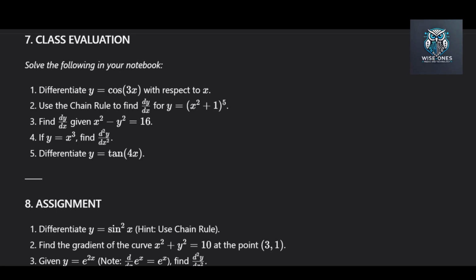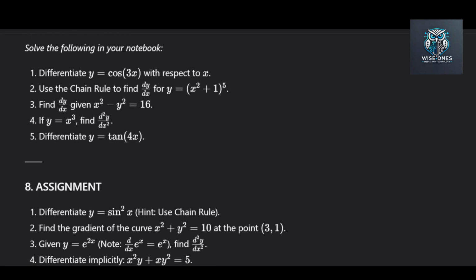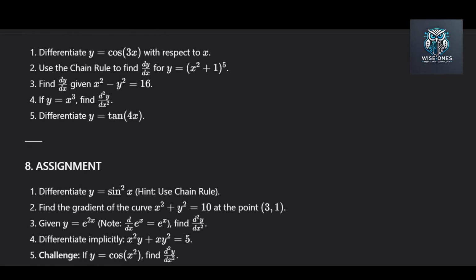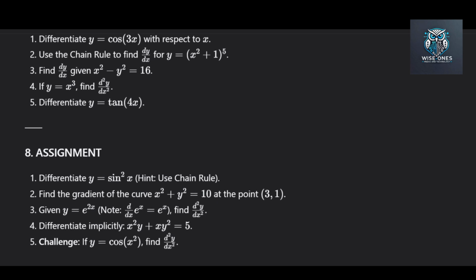Question 2. Use the chain rule to find dy/dx for y equals (x squared plus 1) to the power of 5. Question 3. Find dy/dx given x squared minus y squared equals 16. Question 4. If y equals x cubed, find d squared y over dx squared. Question 5. Differentiate y equals tangent of (4x).